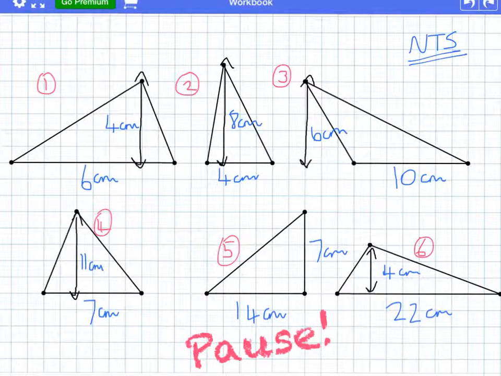Pause this video now and have a go at finding the area of these triangles. Remember to halve the base and multiply that half by the height. Best of luck.